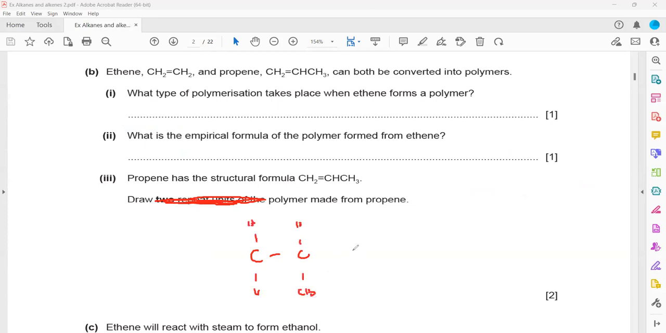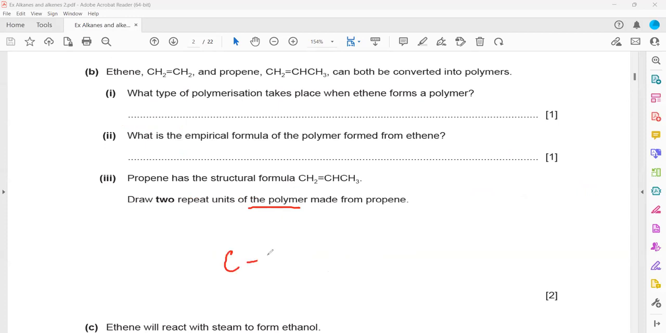I will draw 1 or 2, it won't make a difference, but then we'll put a bracket and write n, if the question was draw a polymer formed from propene. But the question is not draw a polymer. The question is draw 2 repeat units of the polymer. Like we just have to take 2 parts from the polymer.